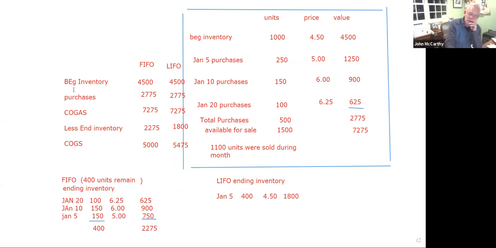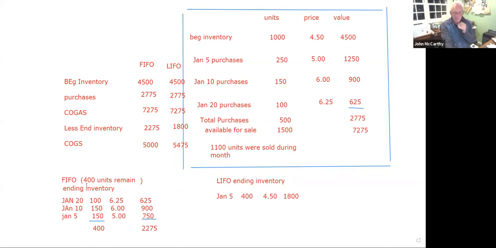And some of you didn't even put down the basics on the quiz, and that's okay. It's just a quiz, but the exam's coming up in about a week. So I would automatically do it this way: beginning inventory, purchases, cost of goods available for sale, less ending inventory is COGS. Have two columns for FIFO and LIFO because I've asked you two questions. And then the only thing that changes is the ending inventory.